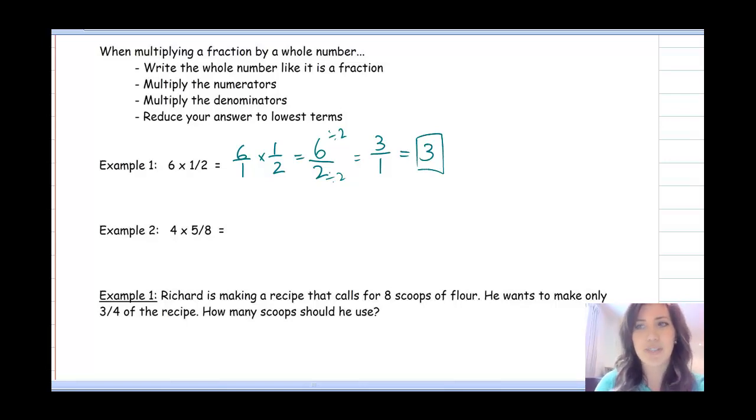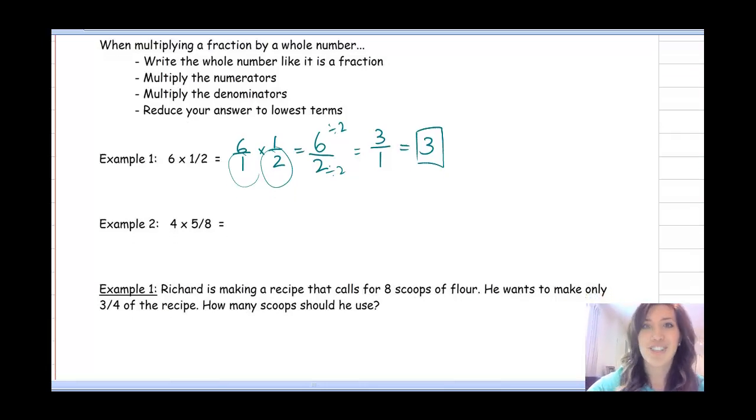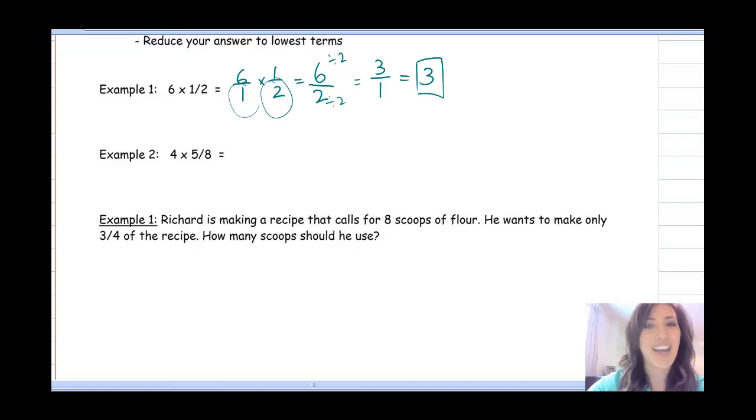Now you may notice, Mrs. Burns, you didn't make me find the lowest common denominator. You don't need to in multiplication and division. So we just look at the two denominators and multiply them together. You don't need to make them the same. So that's kind of nice. You do need to for addition and subtraction though, so don't forget.